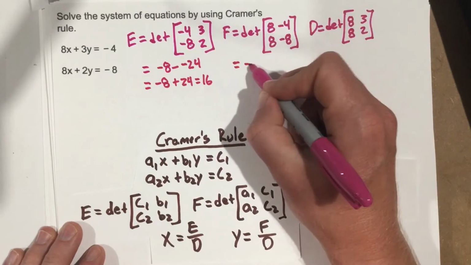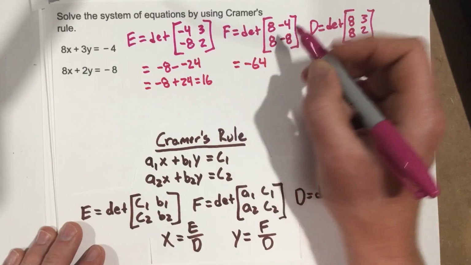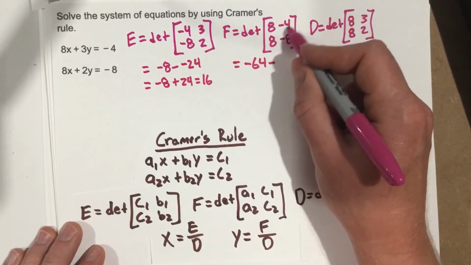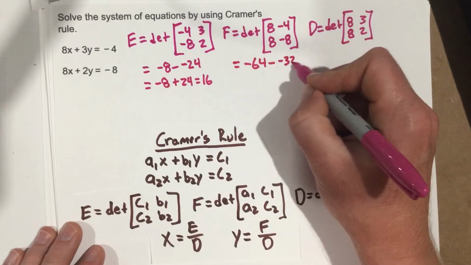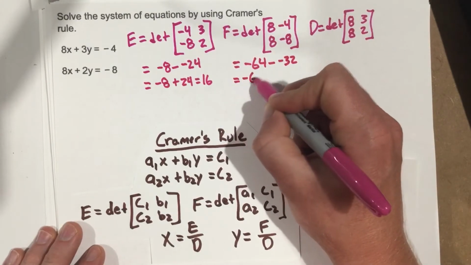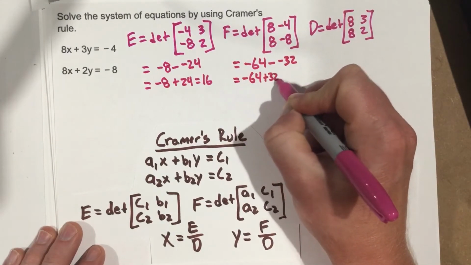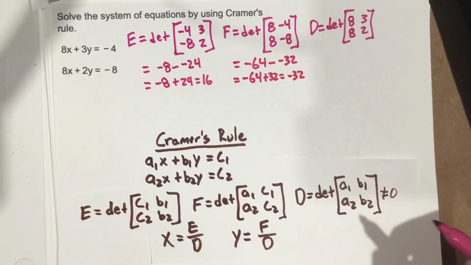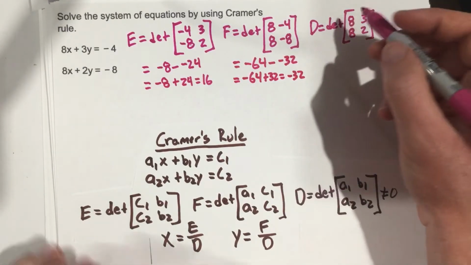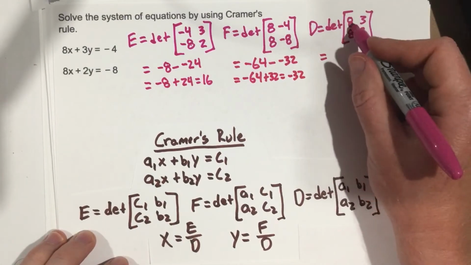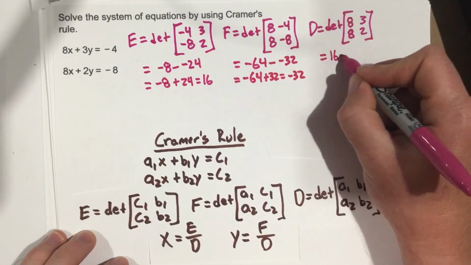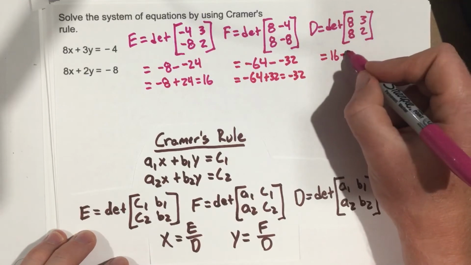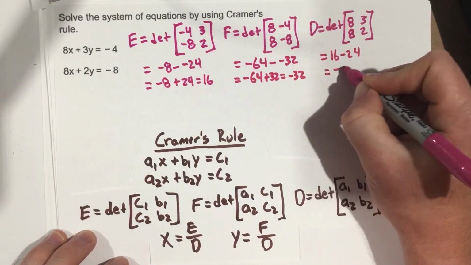Now we'll do f. That's -64 when you do the 8 times the -8 minus -32. So you end up with -64 plus 32, which is -32. And finally we do 8 times 2, which is 16, minus 3 times 8, which is 24, and that gives you -8.